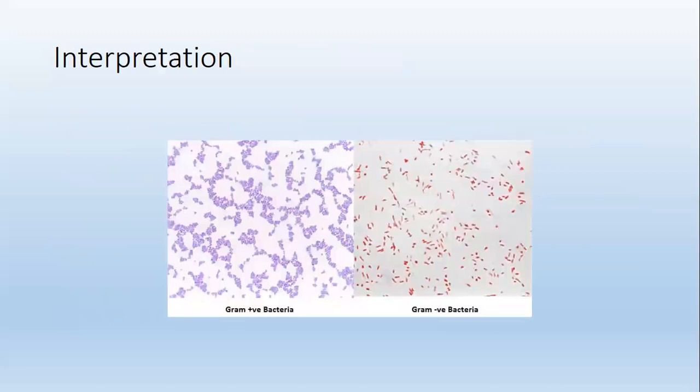Interpretation. This is how gram-positive bacteria look under the microscope after the staining process. And this is how gram-negative bacteria look under the microscope after the process of gram staining.